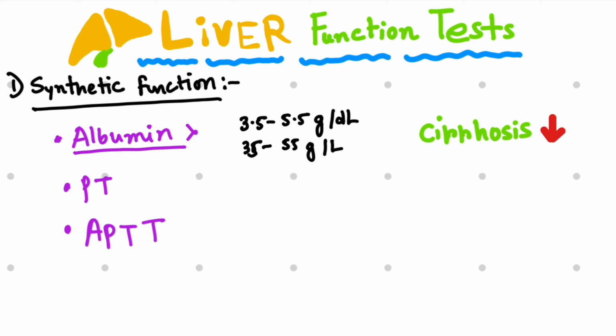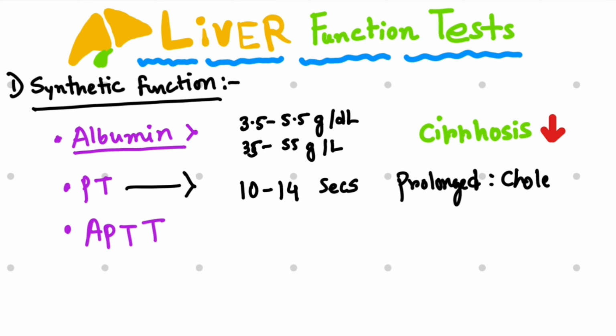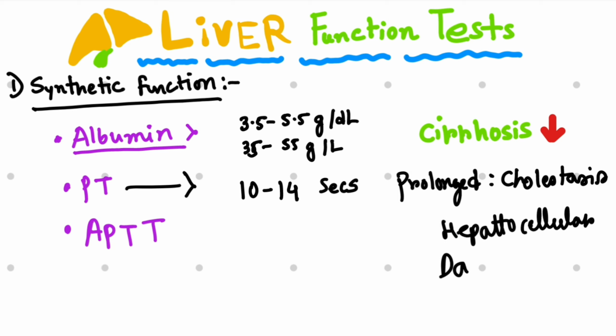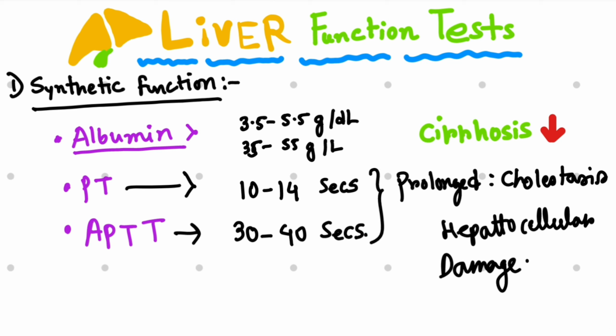The next parameter, prothrombin time, is usually between 10 to 14 seconds, and it is prolonged in case of cholestasis and hepatocellular damage. And normal value of APTT is usually 30 to 40 seconds. It is also prolonged in case of cholestasis and hepatocellular damage. In case of cholestasis and hepatocellular damage, there is reduced production of the clotting factors by the liver, which causes prolonged duration of clotting of blood, which results in increased value of PT and APTT.